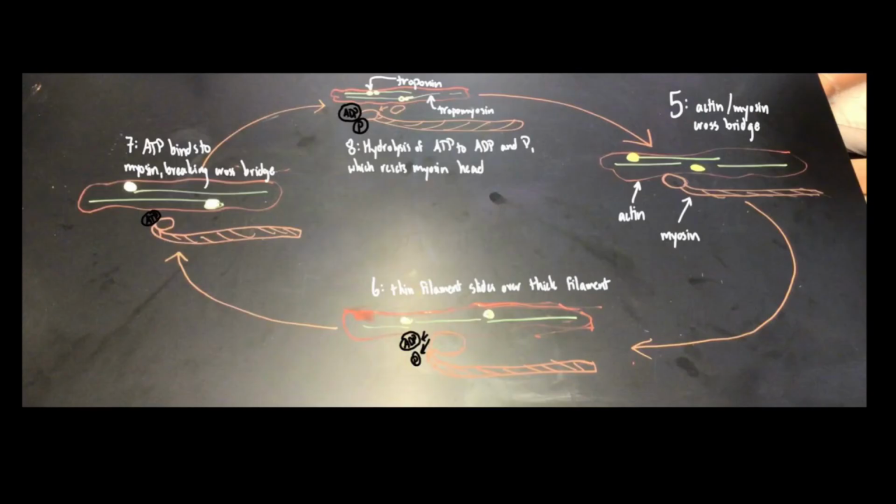Myosin head connects to newly exposed active sites. The myosin head on the myosin filament uses the energy it stored to pull actin filament, shortening the muscle.